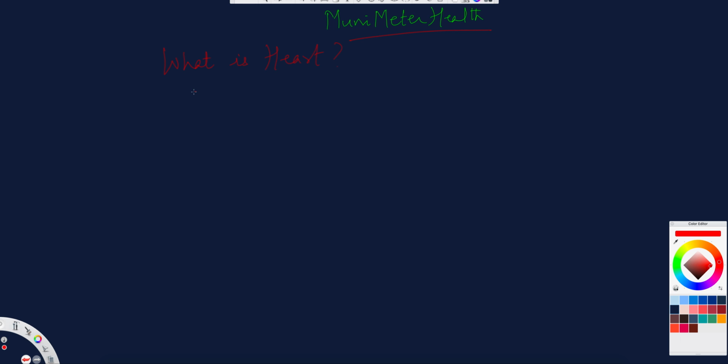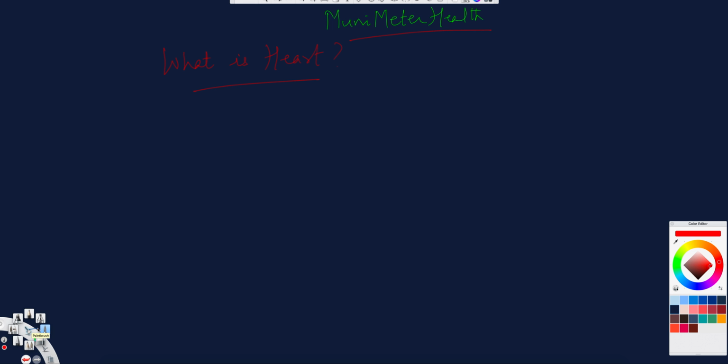What is the heart? Well, the heart is a four-chambered muscular organ situated inside your chest between the two lungs. The main function of the heart is to circulate blood all around the body to provide vital nutrition and oxygen to all the tissues and cells of the body.